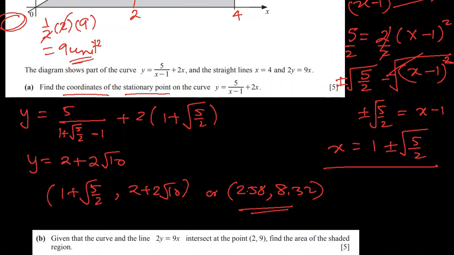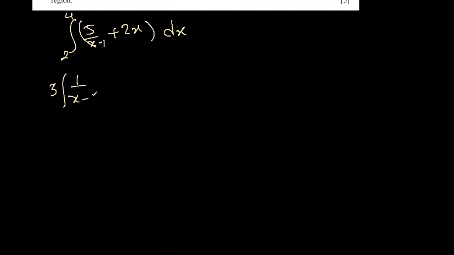5 over x minus 1 plus 2x dx, and we want it from 2 to 4. Alright, so we'll take care of the limits later. Let's write 5 times 1 over x minus 1, the first one, dx, plus 2x, 2 outside, only x dx, and we'll integrate this.